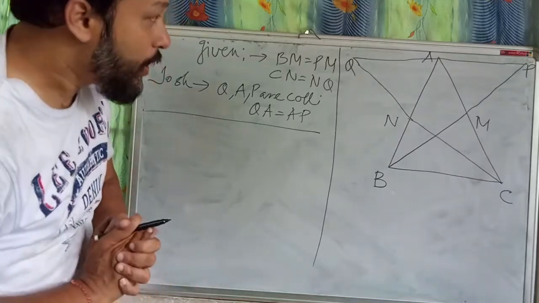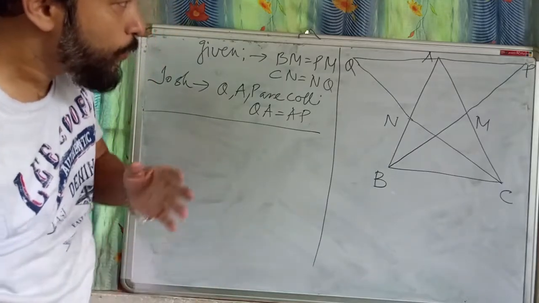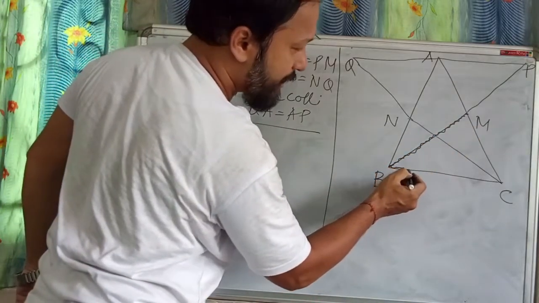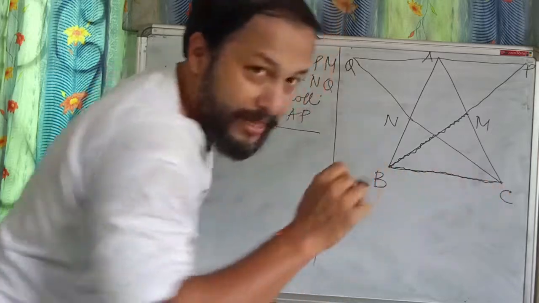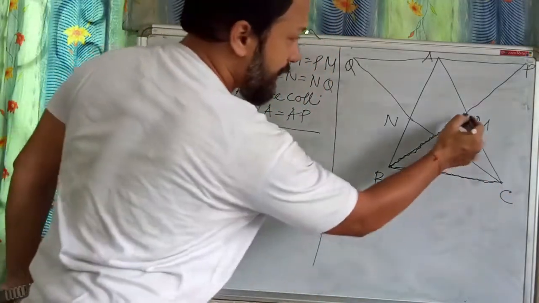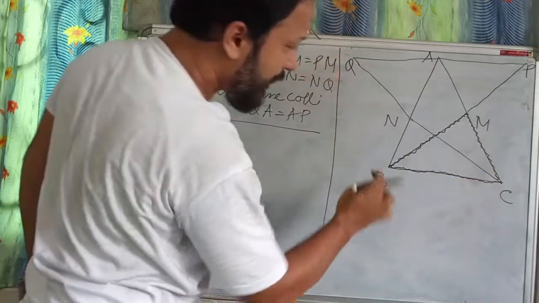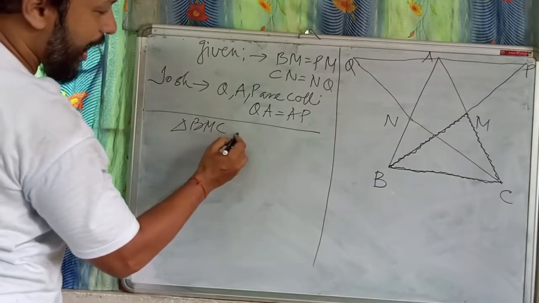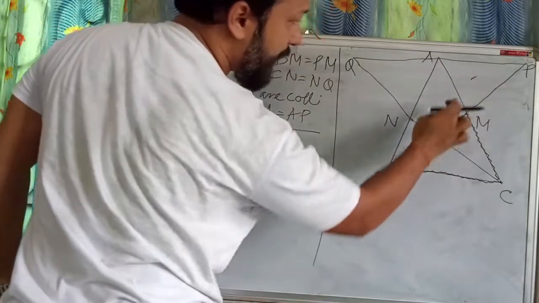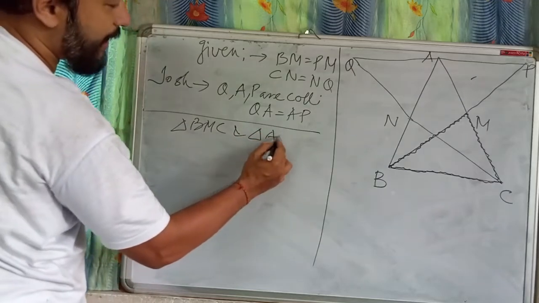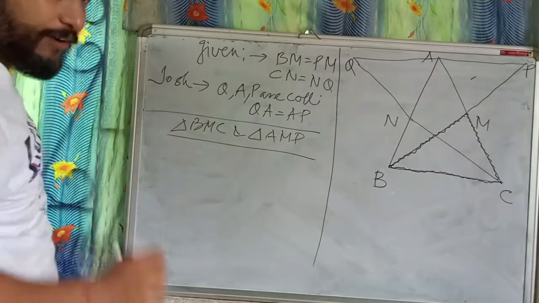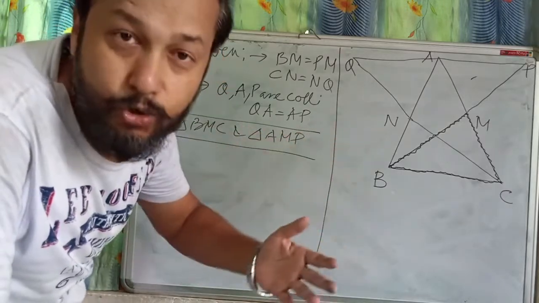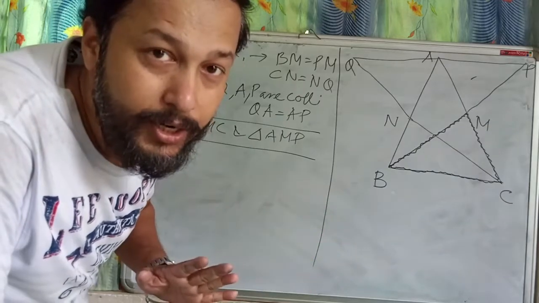Now let's see. First of all, we'll take these two triangles. I am drawing a zigzag line so that you can see these triangles. We'll take this triangle, that is triangle BMC, and we'll take this triangle, that is triangle AMP. Now I will try to show that these two triangles are congruent.